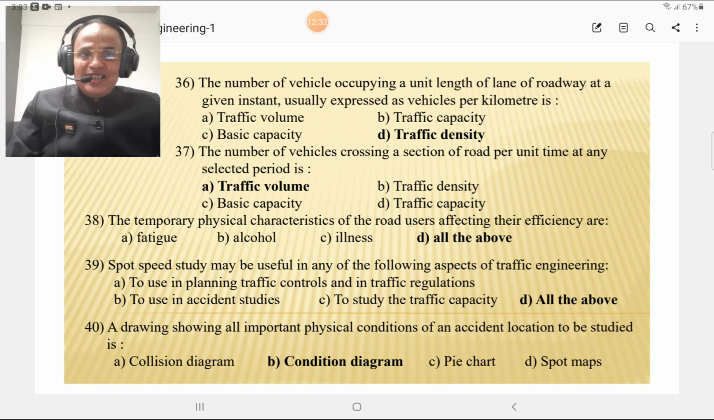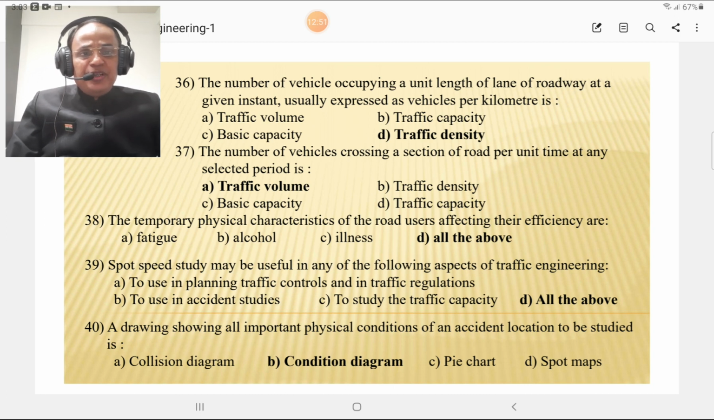That is better than that of density, that is traffic volume. The temporary physical characteristics of the road users affecting their efficiency are fatigue, alcohol, illness. All of the above affect the physical characteristics because all are related to the physical strength of the driver.